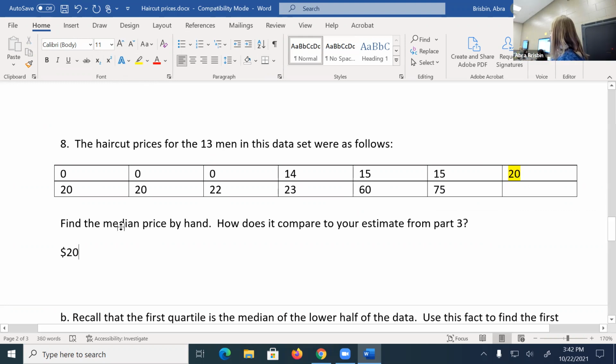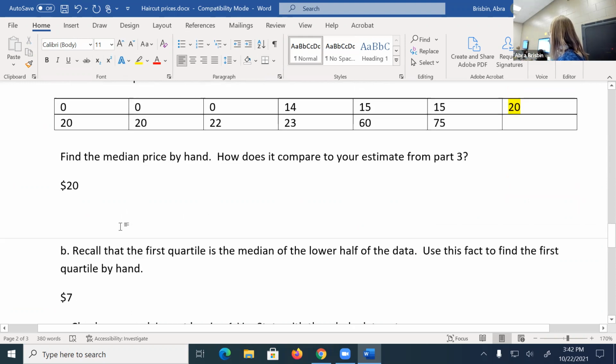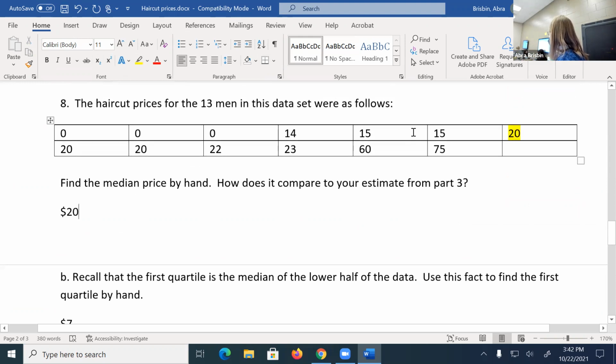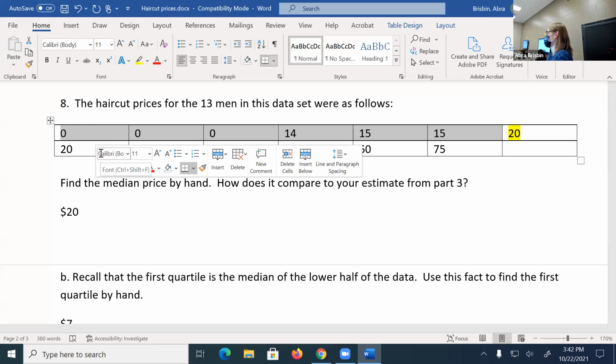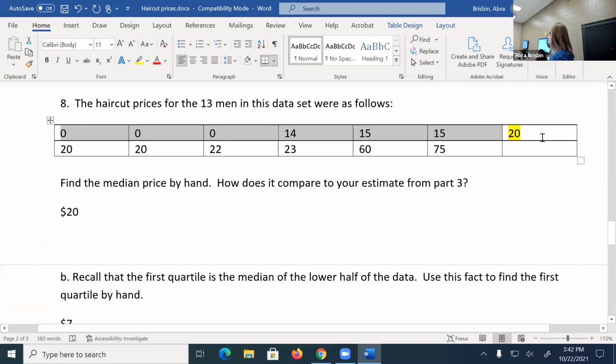And then to find the first quartile, we're taking the lower half of the data. So everything that's below the median, so not counting the median, and we're doing that same process. And here we have an even number of data points, so the median is going to be the average or the mean of the middle two. So the average of 0 and 14 gives us 7.